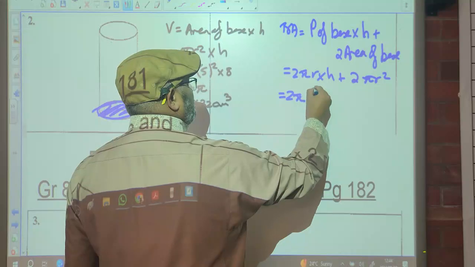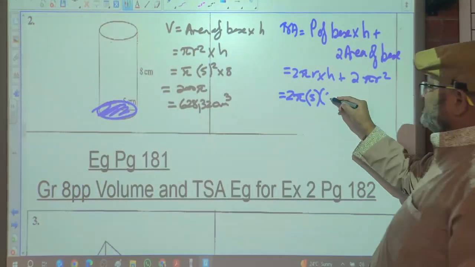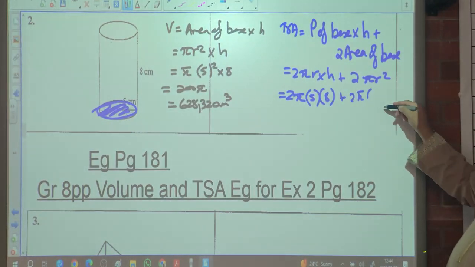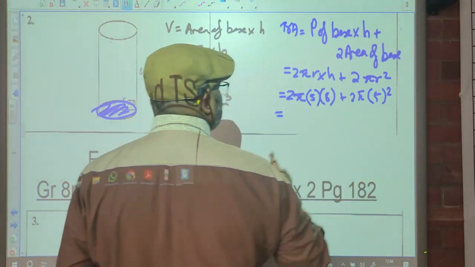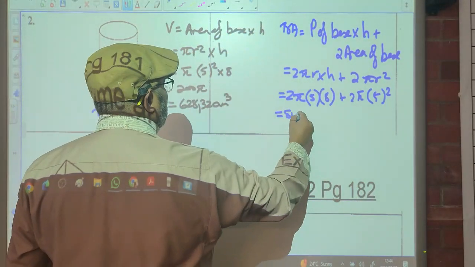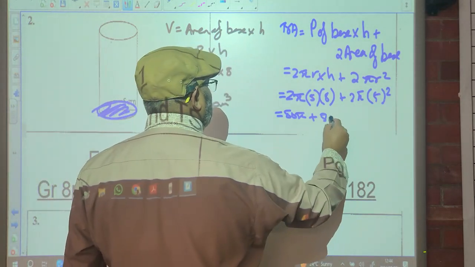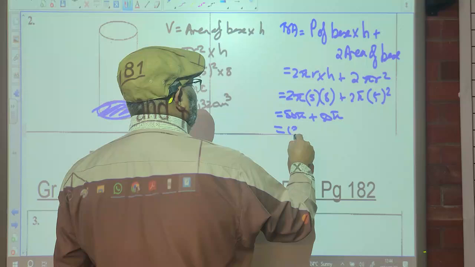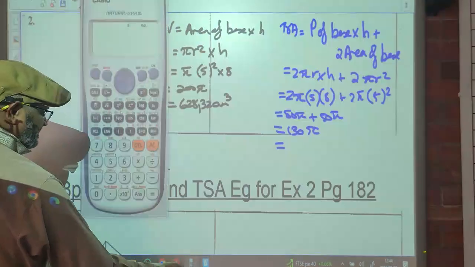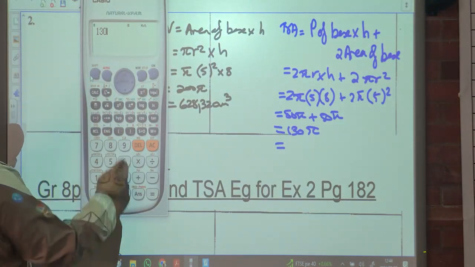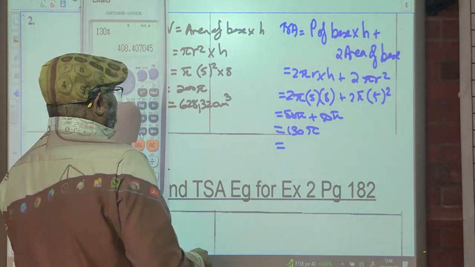So we go 2 pi. What is my radius? 5 times the height, which is 8. Plus 2 pi. What's the radius? 5 squared. 5 times 8, 40 times 2, 80 pi. Plus 5 squared is 25 times 2 is 50. So that gives you 130 pi. You can put that in the calculator. 130 pi, standard to decimal, gives you 408,4.